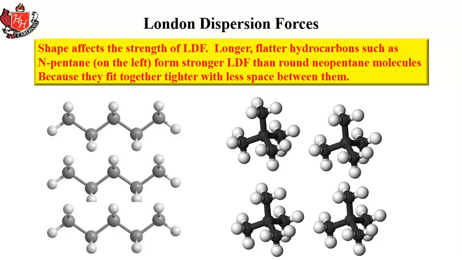Okay, another fact about London dispersion forces is that shape affects the strength of London dispersion forces. Longer, flatter hydrocarbons, such as n-pentane on the left, form stronger London dispersion forces than round neopentane molecules on the right, because they fit together tighter and with less space between them. So you can see how you could stack the molecules on the left on top of each other pretty neatly, but the ones on the right, they don't really fit together that well, and so they tend to be spaced out a little bit more and don't have quite as strong London dispersion forces.